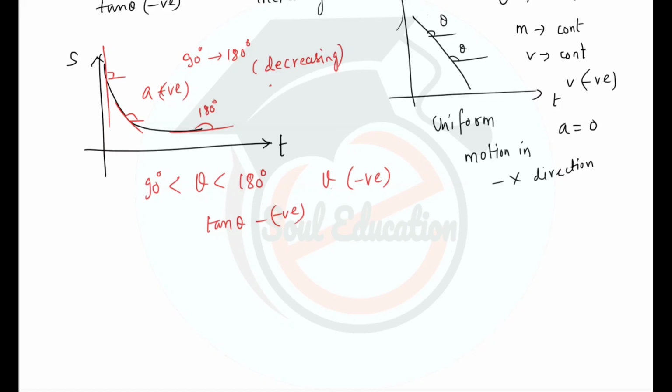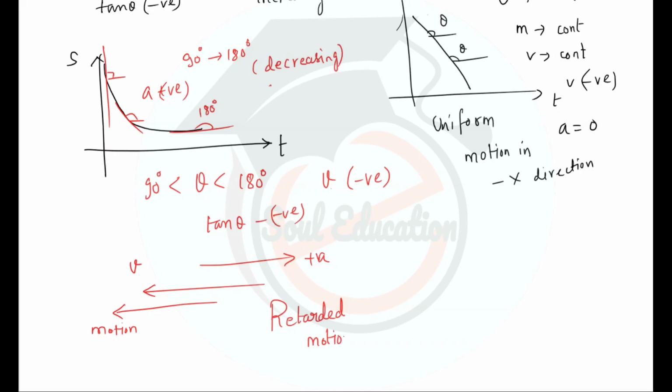In this case, velocity is negative, in the negative x direction, and the motion is also in the same direction. My acceleration is positive, so it is in the positive direction. So this is a retarded motion only, because in retarded motion acceleration and motion are in opposite directions. So retarded motion in the negative x direction.